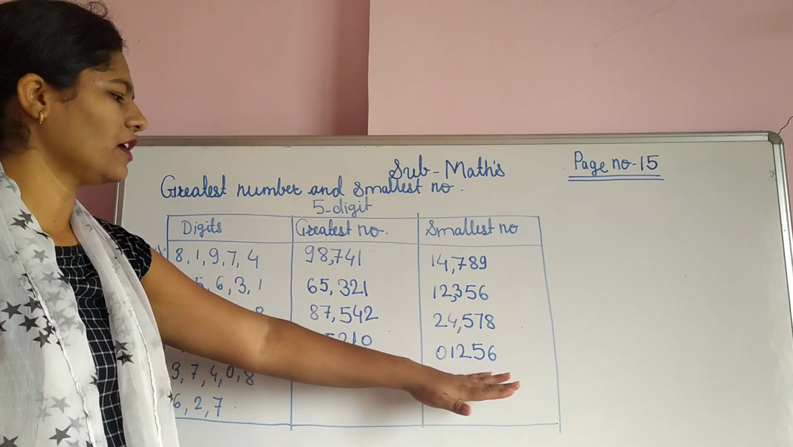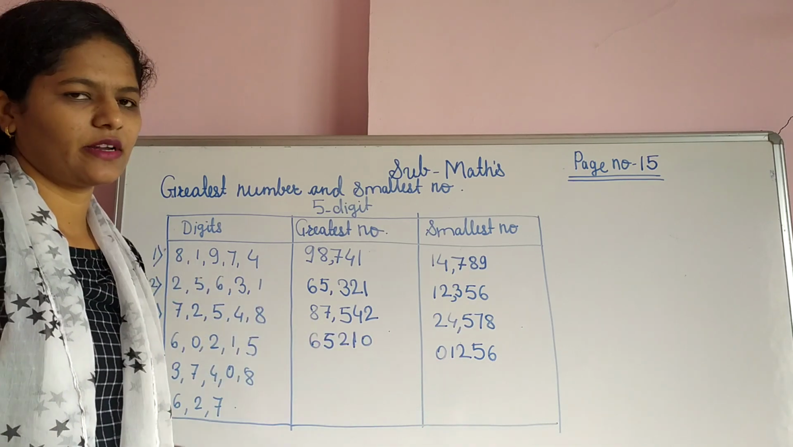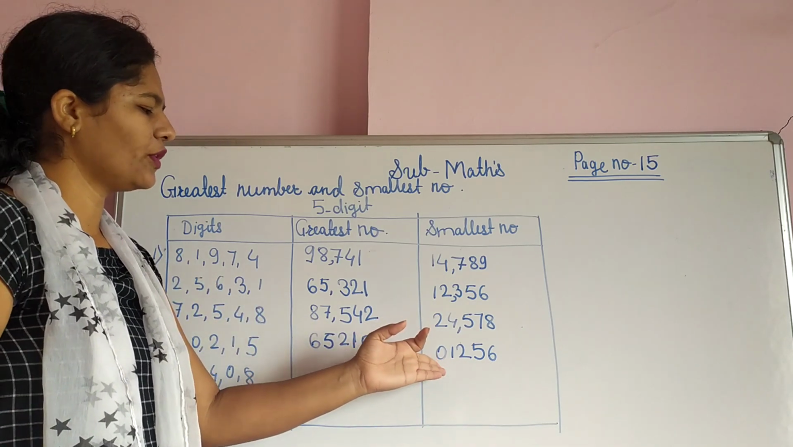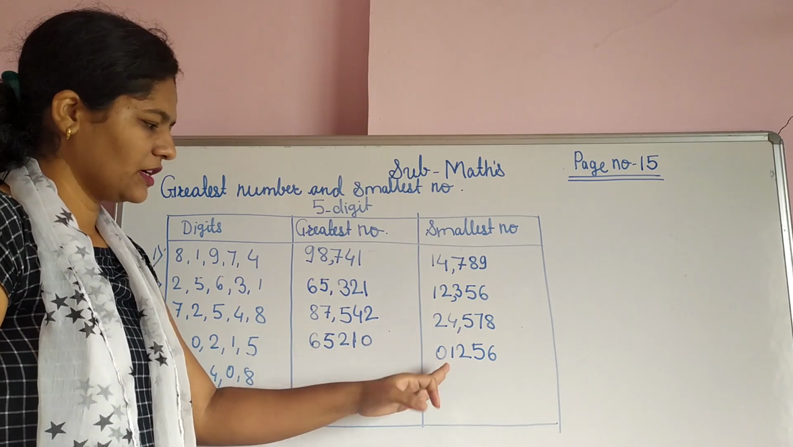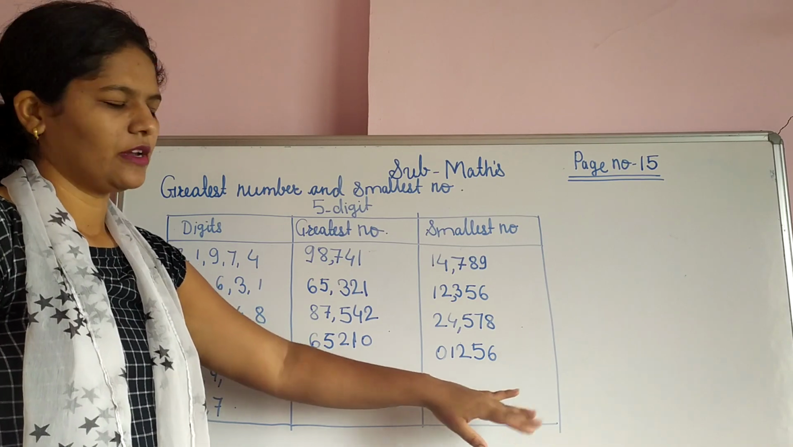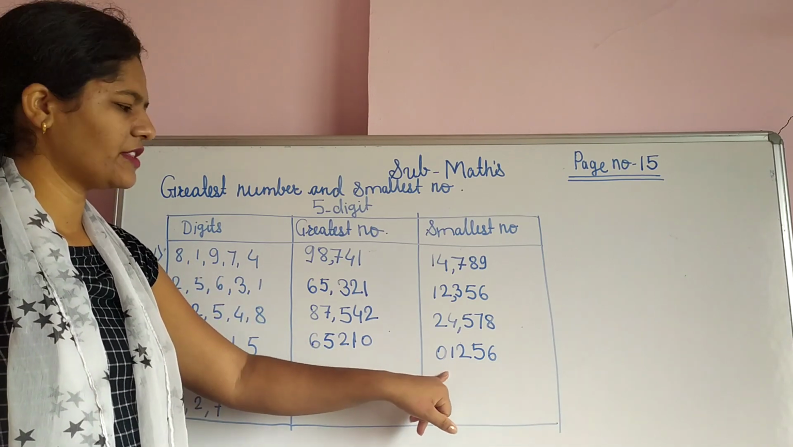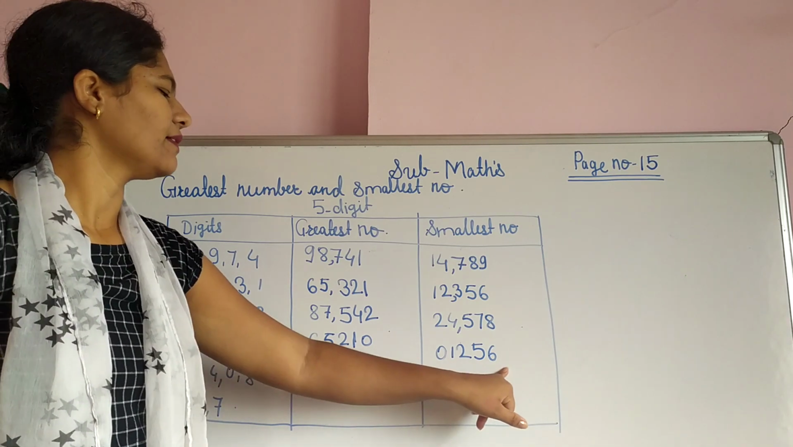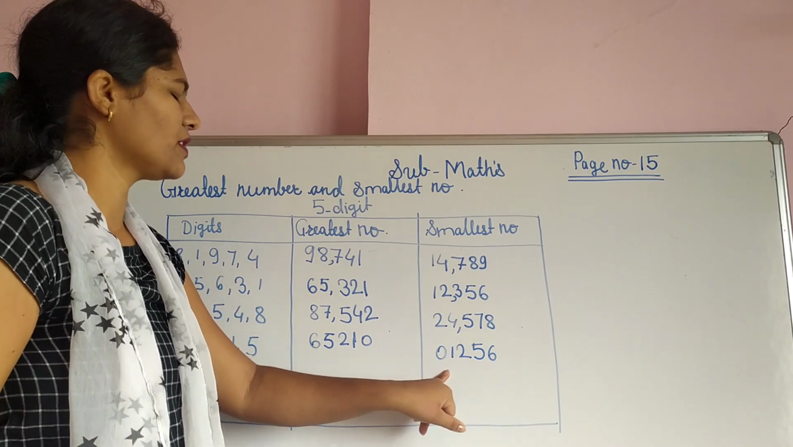But we want here 5 digit number. So is it 5 digit number? No, because 0 don't have any value. Here 0 don't have any value. If 0 is that side, yes, it is valuable. But here 0 is there, any value is there? No. So is it 4 digit number? We read this is 4 digit number.